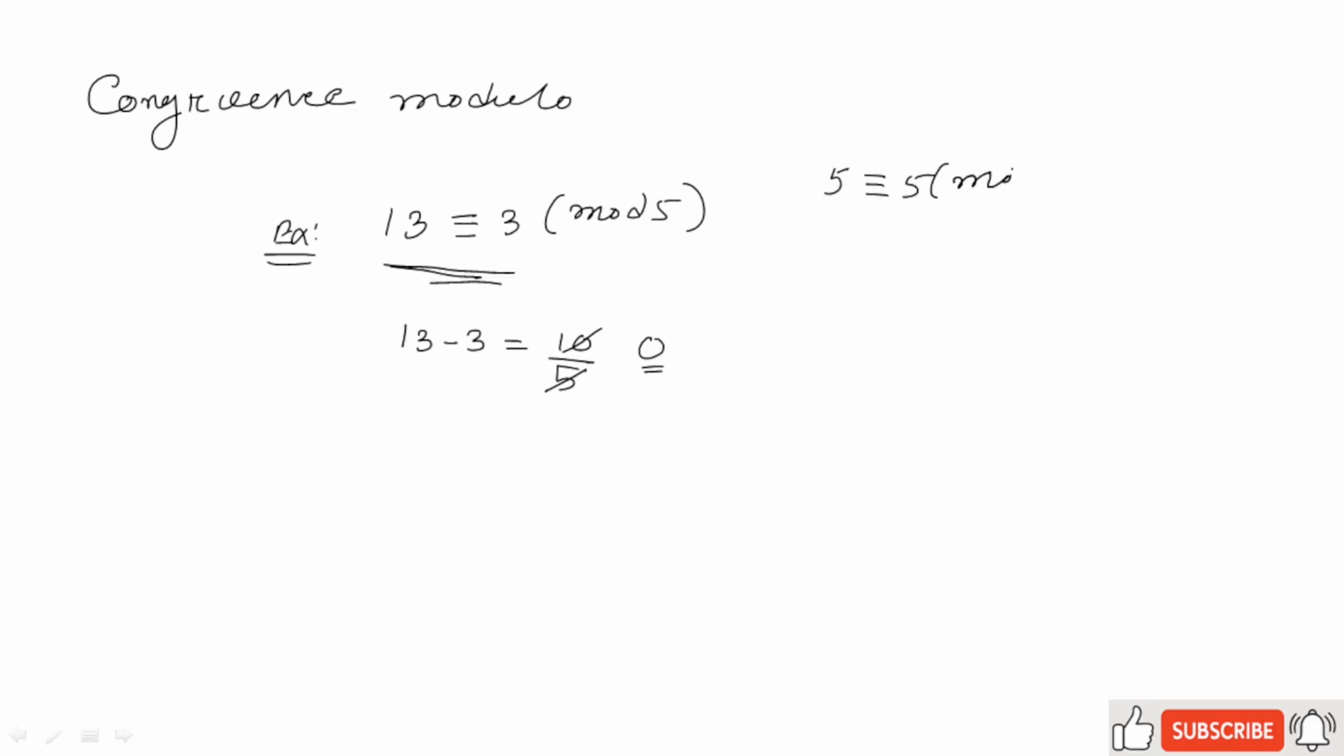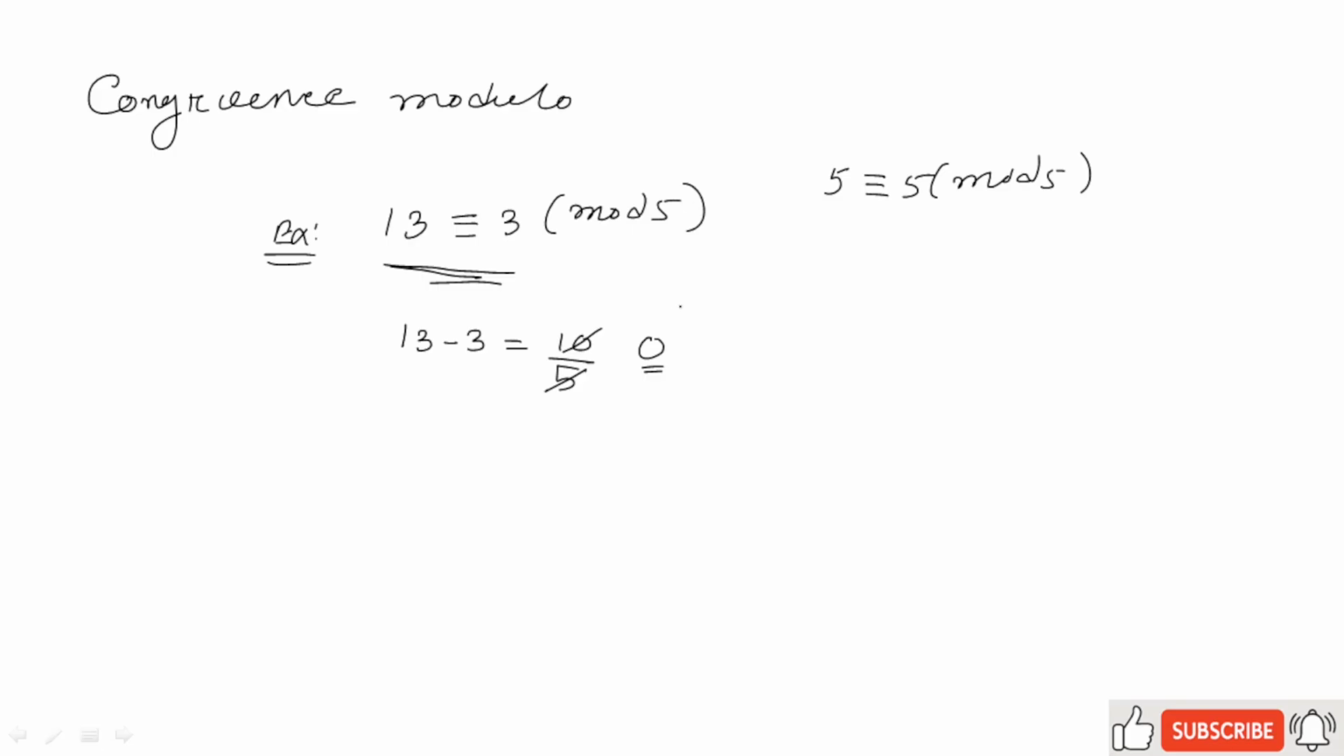Let us take an example: 13 is congruent to 3 modulo 5. That means 13 subtracted by 3 gives 10. Modulo 5 means if we divide this by 5 and the remainder is 0, then we can write it this way. Similarly, 5 is congruent to 5 modulo 5.